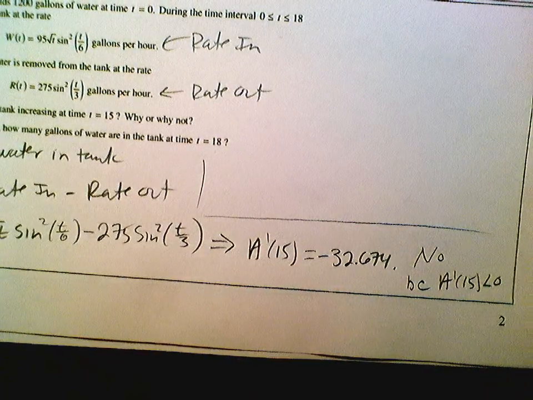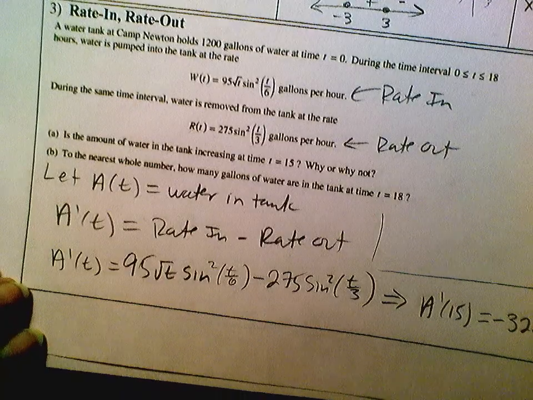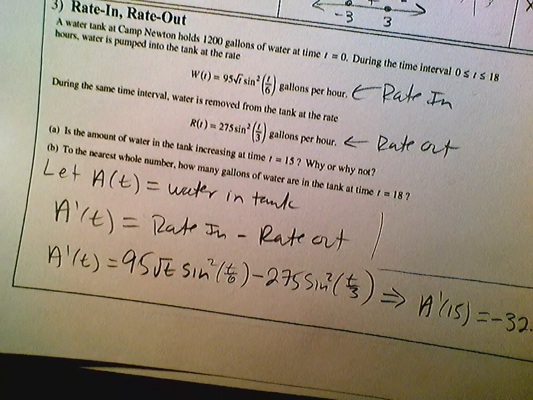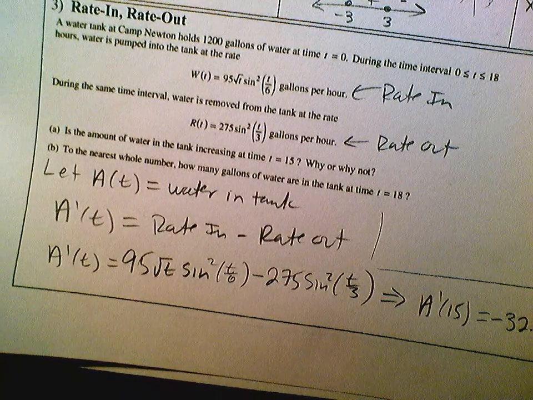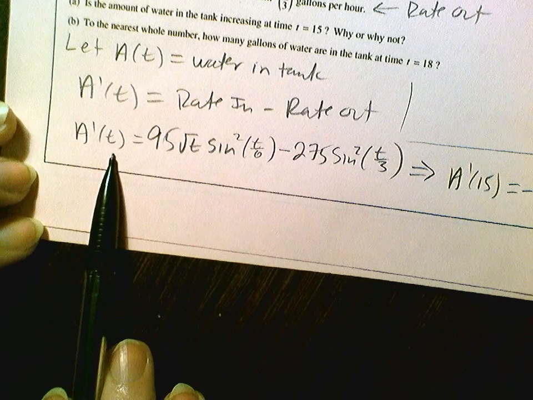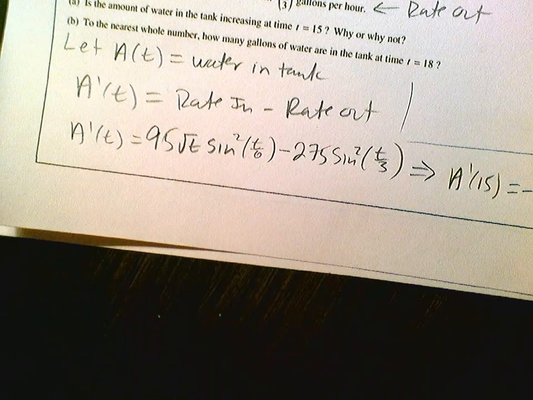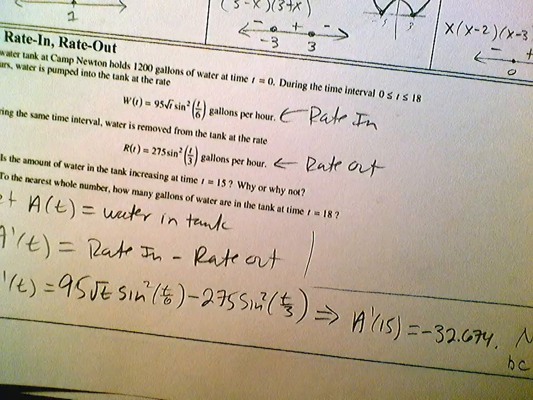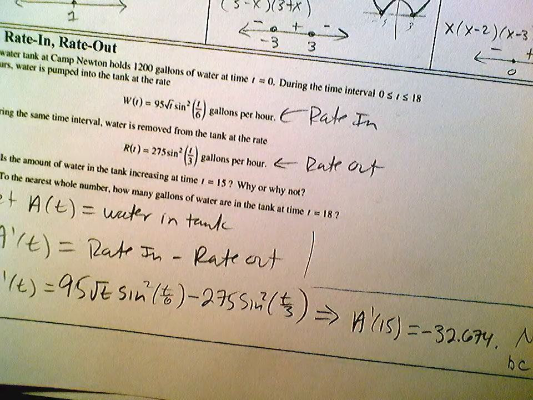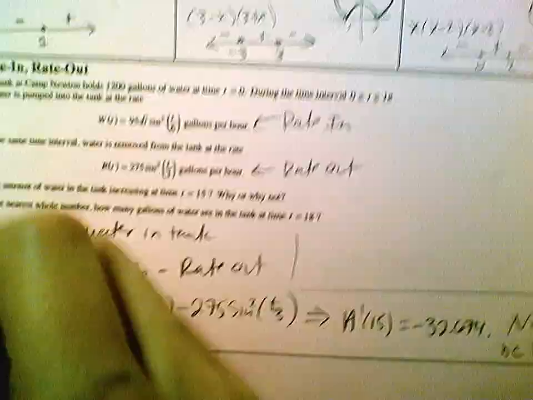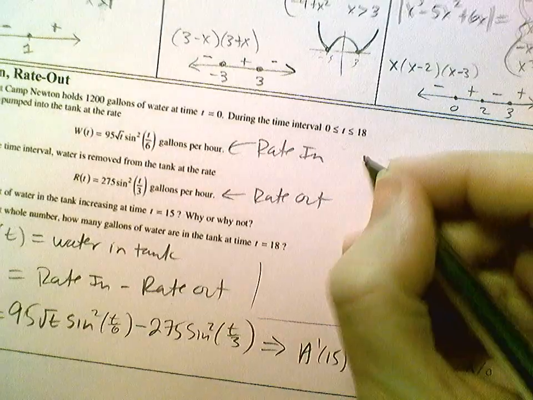Now, part B. And all the while, guys, we are asking ourselves, are we taking a limit, derivative, or antiderivative? The answer here was derivative, but we didn't really have to differentiate anything because we were already given the rates of change. So to the nearest whole number, how many gallons of water are in the tank at time t equals 18?